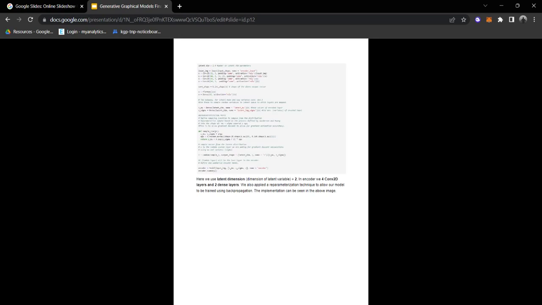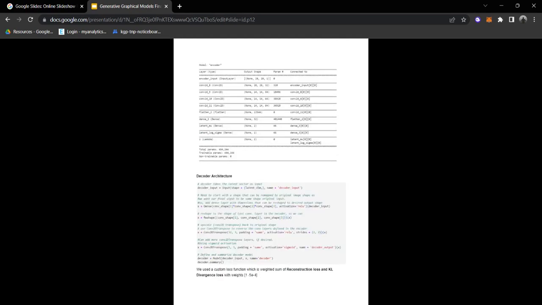Now we can see the architecture of our VAE. Here we use a latent dimension of 2 for various reasons. First, if the latent dimension is 2, we can easily plot and see the difference of various latent variables in our output. In our encoder block, we have 4 Conv2D layers and 2 dense layers. We also applied the reparameterization technique to allow our model to train using backpropagation, as discussed earlier. This is our model summary of the encoder block. Our encoder block consists of about 500,000 parameters.